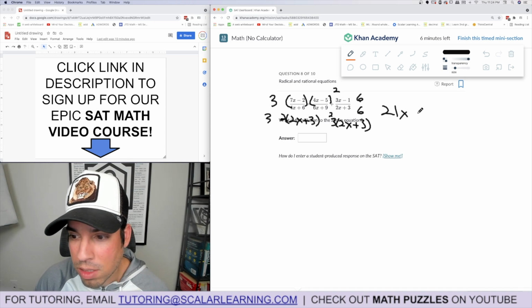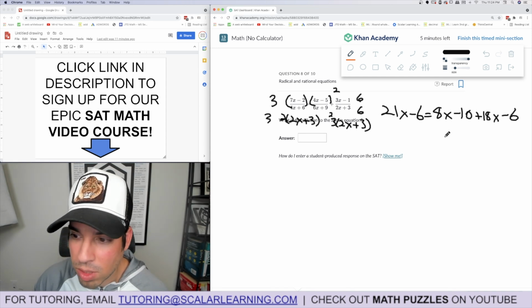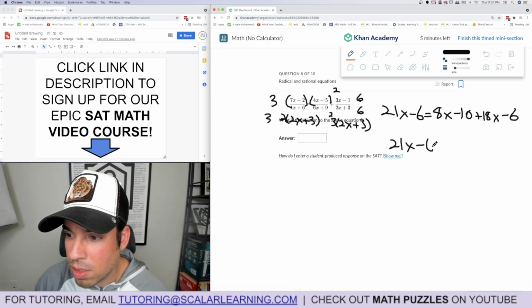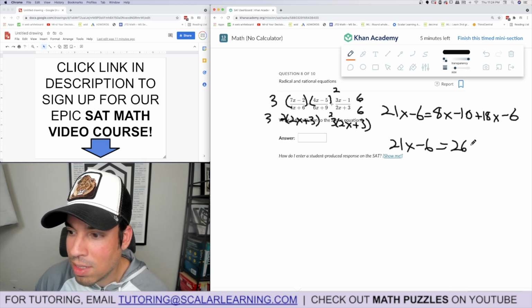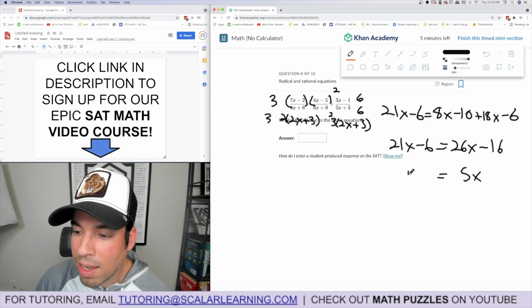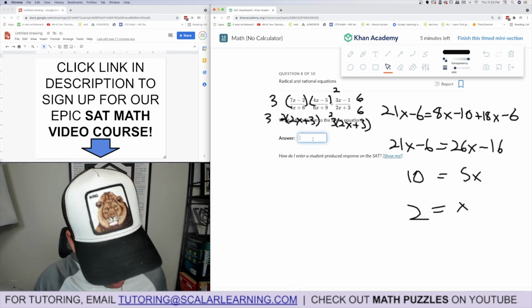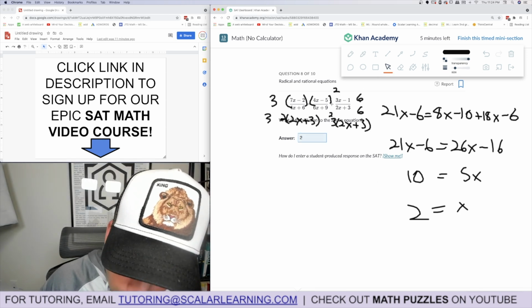That's 21x minus 6 equals 8x minus 10 plus 18x minus 6. Now we got a nice equation. 21x minus 6 equals, that's 26x minus 16. Subtract 21x, that's 5x. Add 16 to that side, that's 10. X equals 2. That is crazy. But it's kind of reasonable.